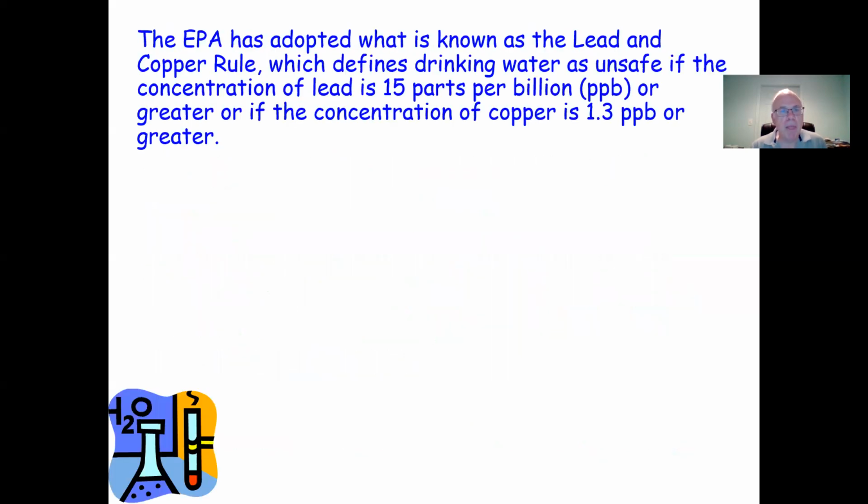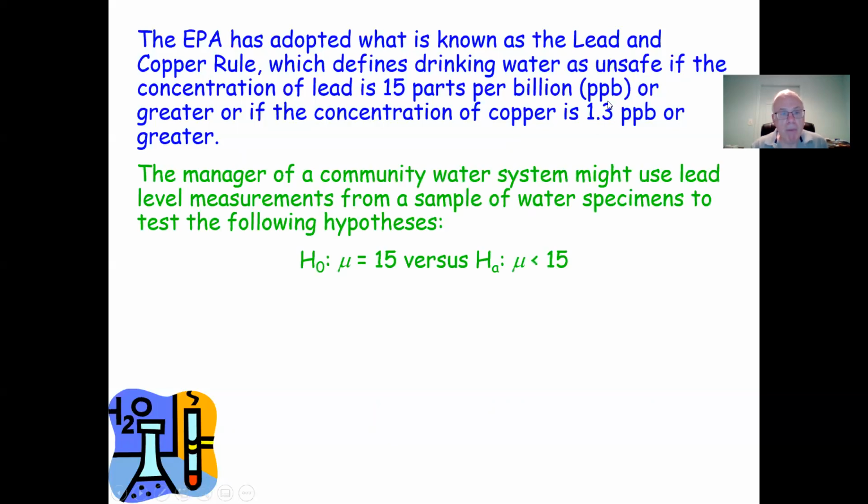All right, anyway. So let's look at this particular problem here. The EPA has adopted what is known as the lead and copper rule, which defines drinking water as unsafe if the concentration of lead is 15 parts per billion or greater, or if the concentration of copper is 1.3 parts per billion or greater. The manager of a community water system might use lead level measurements from a sample of water specimens to test the following hypotheses. In this particular case, you're looking strictly at the concentration of lead. They're saying it's unsafe if the concentration is 15 parts per billion or greater.